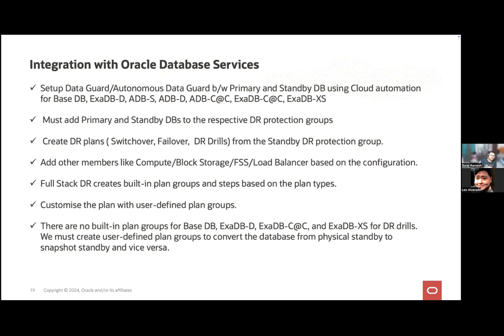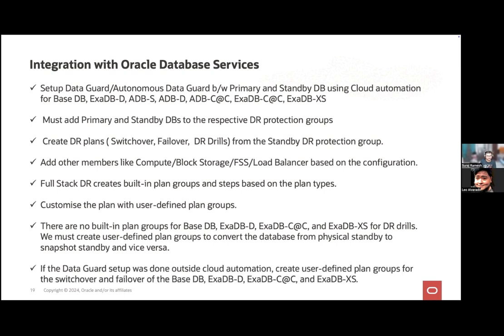But the good thing is, since I mentioned the plan can be customized with user-defined scripts, as of today, if you want to create a drill plan and use it, you can put in a simple script with the DGMGRL commands to convert your physical standby to snapshot standby for the start drill, and then snapshot standby back to physical standby for the stop drill. That's a workaround you could do, and we have customers who do that. But this will improve. You'll be able to see built-in recovery steps for drill plans as well, as soon as the core database service introduces those APIs.